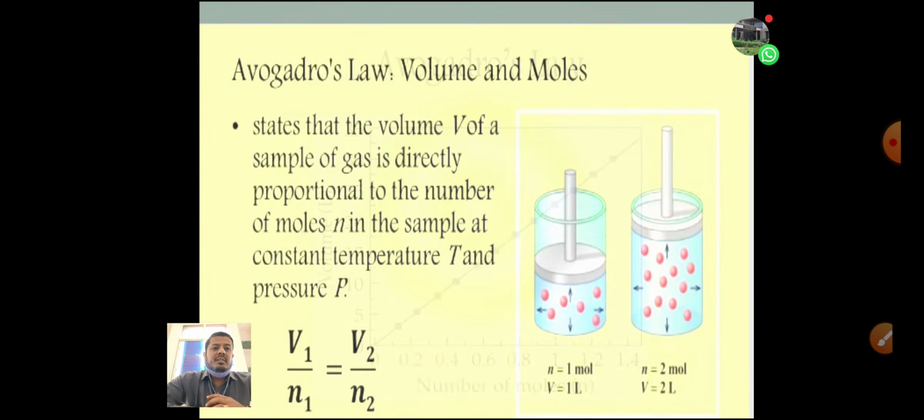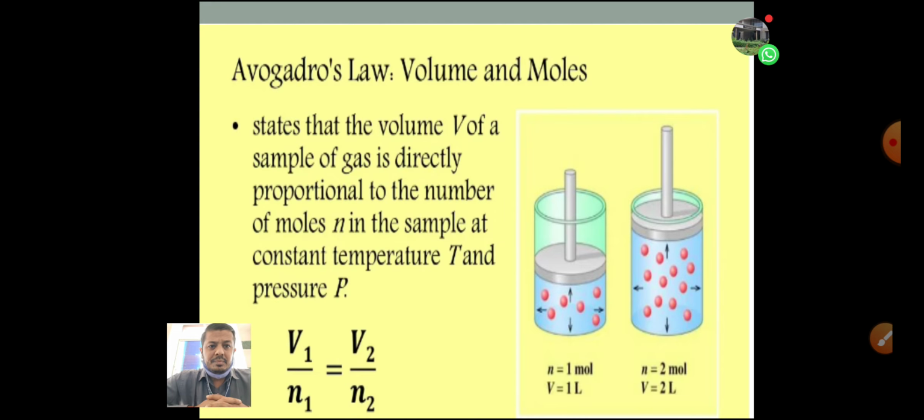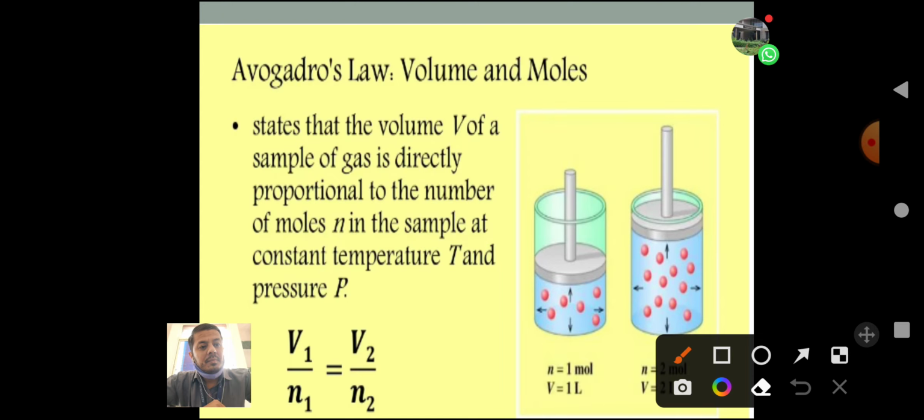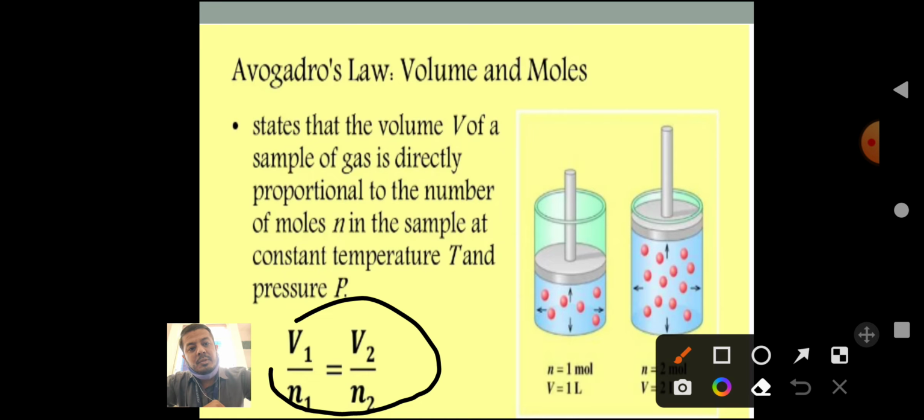Also from this figure you can see that. So we can directly say that volume is directly proportional to number of moles as per Avogadro's law. Moving forward, this is the relationship given to you: V1 by N1 is equal to V2 by N2, by using Avogadro's law.